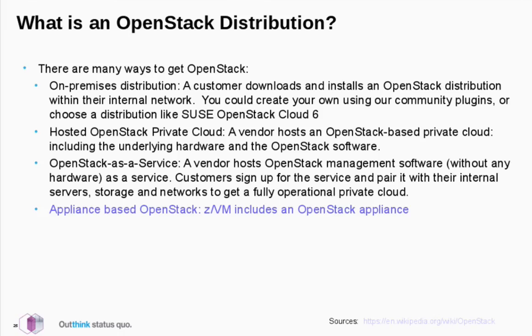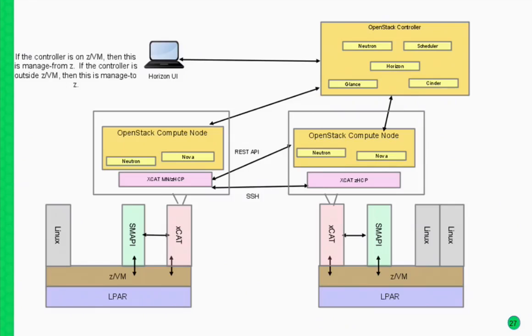Right. So again, there are a couple of different ways to get an OpenStack distribution, of which SUSE OpenStack Cloud is one. You can have a hosted private cloud. We have service providers that run OpenStack and will host it for customers, and there are customers running essentially an Amazon EC2 competitor on OpenStack. And as the end user, you don't even necessarily know that. IBM also has an appliance that's specifically designed to run on z/VM. And so we'll talk a little quickly about that.